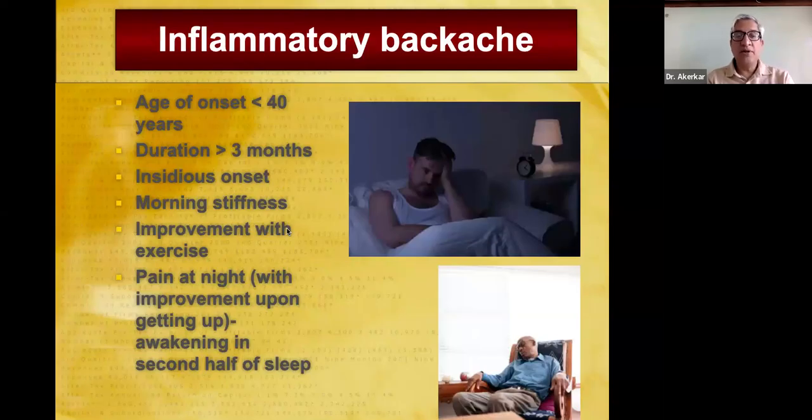Second important, very important, is pain at night, nocturnal pain with improvement upon getting up. And it is not just pain in the night. See, there are patients who would say, I have pain at night.